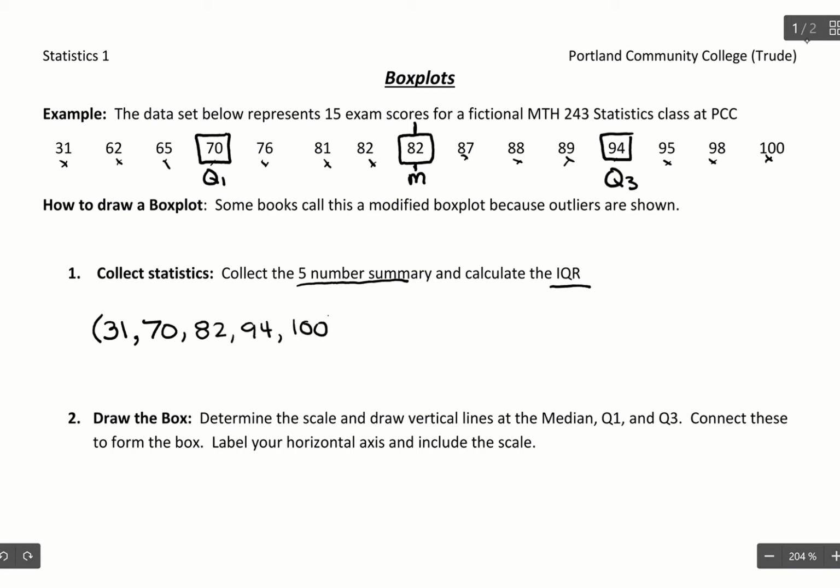So for our 5-number summary, we'll have 31 for our minimum, 70, 82, 94, and then our maximum is 100. So for our interquartile range, you take Q3 minus Q1, so we're taking 94 minus 70, which is 24 for the interquartile range. So those values get us started with our box plot.